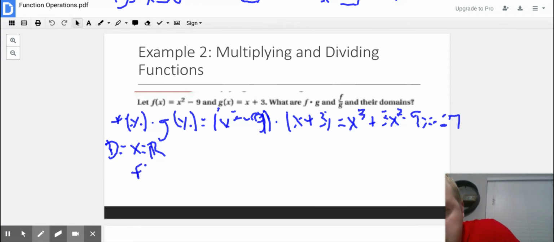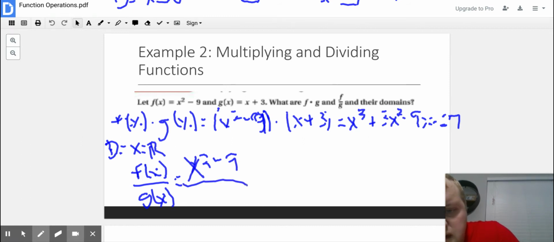For division here, we have to be really careful. So f of x over g of x. Same thing, we're going to go ahead and plug it in. We have f of x on top, so it's going to be x squared minus 9 on top, and then we have x plus 3 on the bottom.